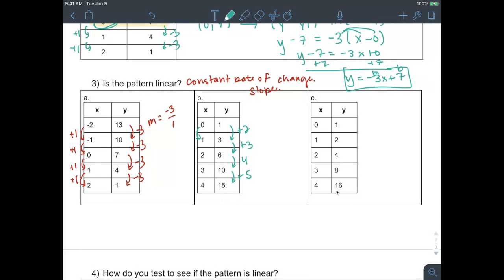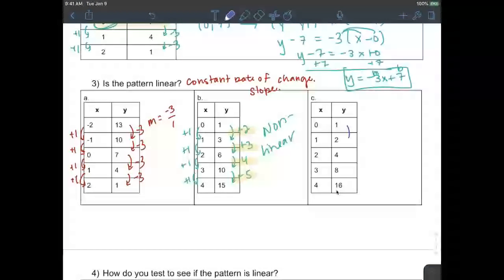The next one, we're adding 2, adding 3, adding 4, adding 5. The x's are adding 1. 1 plus 1 is 2. 2 plus 1 is 3. And 3 plus 1 is 4. I'm not changing by a consistent number here. Between 0 and 1, I'm adding 2, then 3, then 4, then 5. This is not linear.